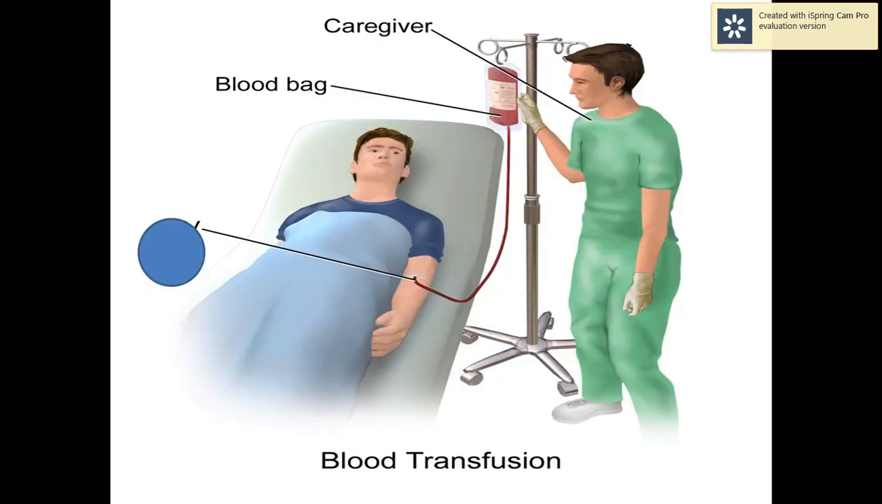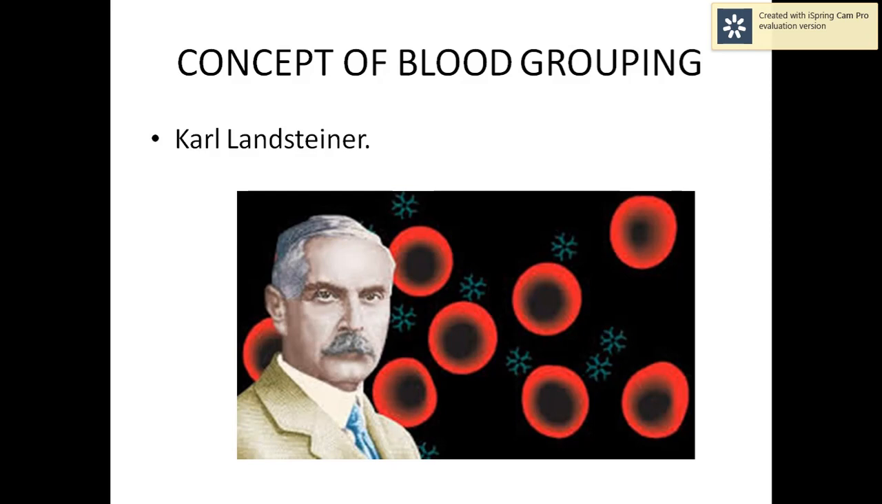We can see here how blood transfusion is done, and if you have been to a hospital you have always seen this view. Now we cannot transfuse blood just like that with anyone. We cannot give blood to anyone; it has to be compatible. So why was there this need? It was the concept of blood grouping.